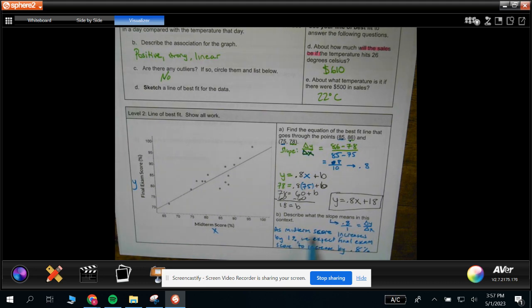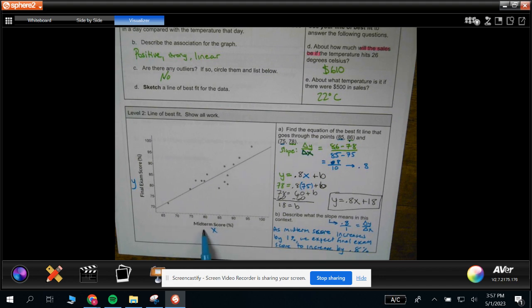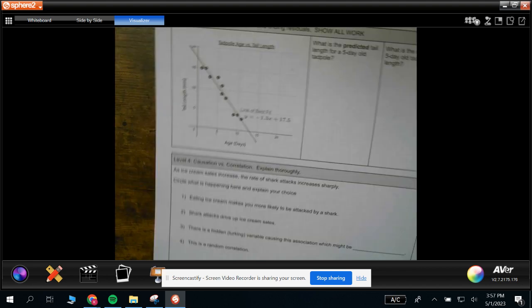instead of delta x, what does x represent? Use your scatter plot. Use the data. Midterm score. As delta x changes by 1, midterm score increases by 1%. We expect the final exam score, delta y, we expect delta y to change. Well, in this case, delta y is final exam by however much it's changing, 0.8%. All right, that is level 2. Let's go on to 3.